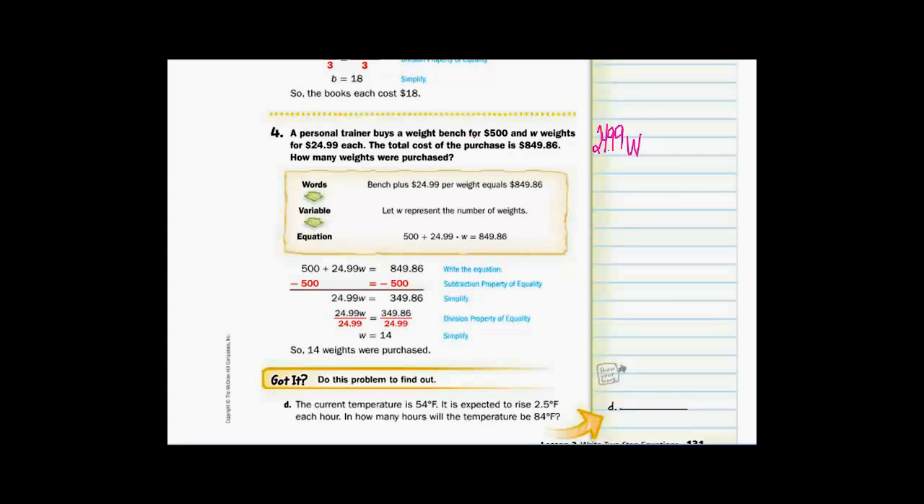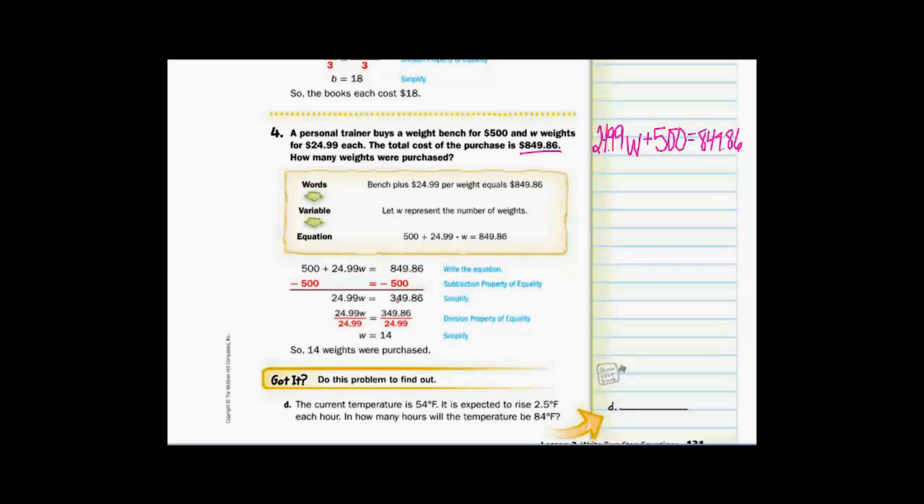Now, he also paid $500 for a weight bench. That's just standard. So this is how much he spent on weights. And he bought $500 worth of a weight bench. And you know that the total purchase, $849.86. You should be able to solve from there. Subtract 500. Again, it doesn't matter if the 500 is here or over here. I've got it written the other way, and that's just fine.